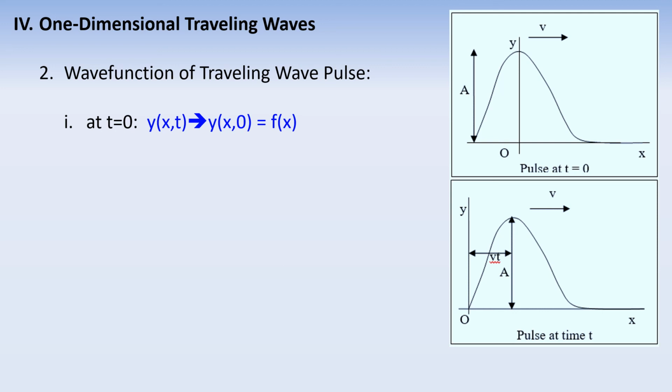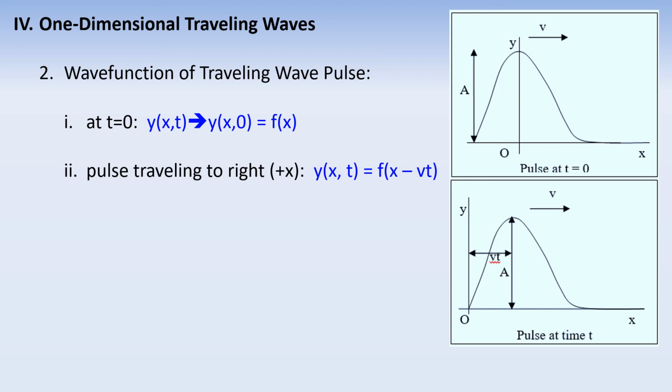Now, to get the wave pulse to travel in time, we need to incorporate the time dependence into our generalized wave function. For a wave pulse traveling to the right, described by the waveform f of x, the wave function will be described by the function f of x minus vt. That is, replacing x with the expression x minus vt gives the wave motion to the right.